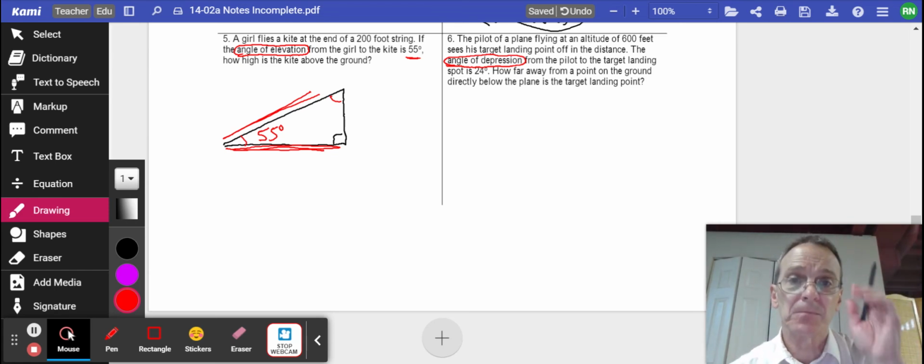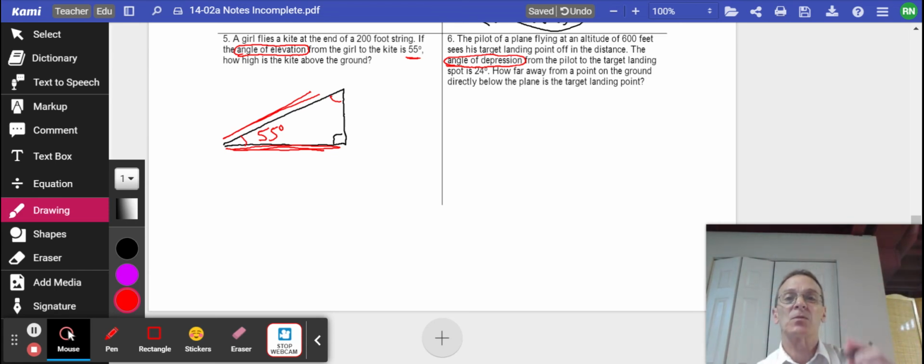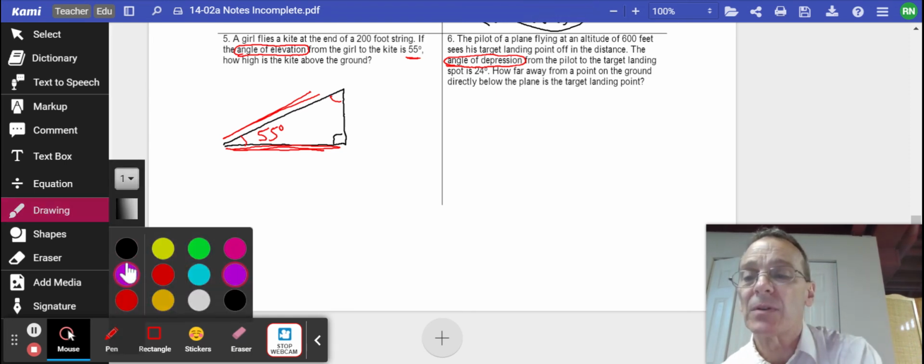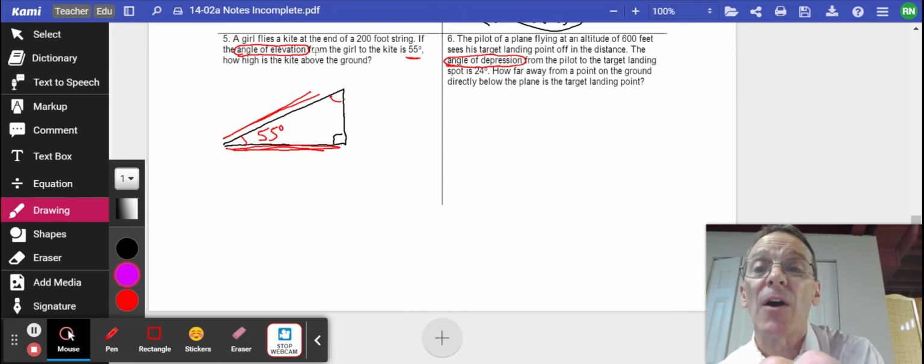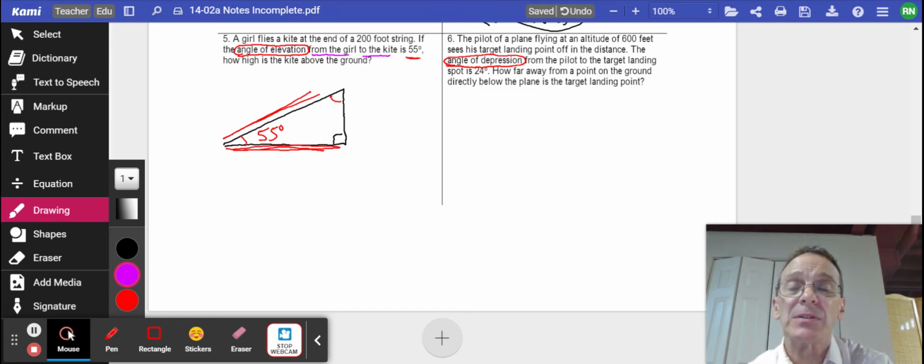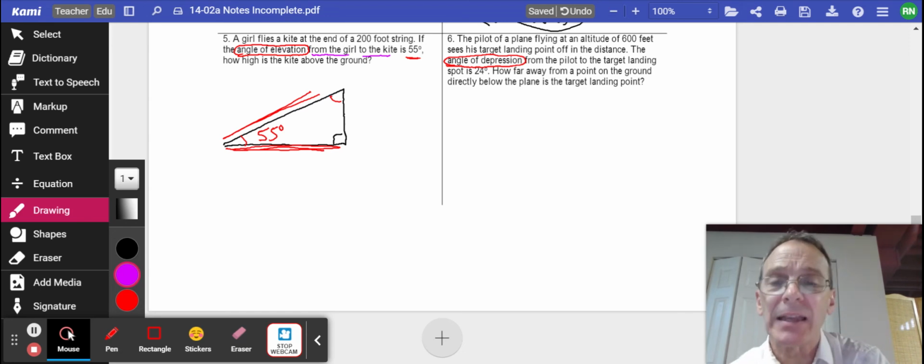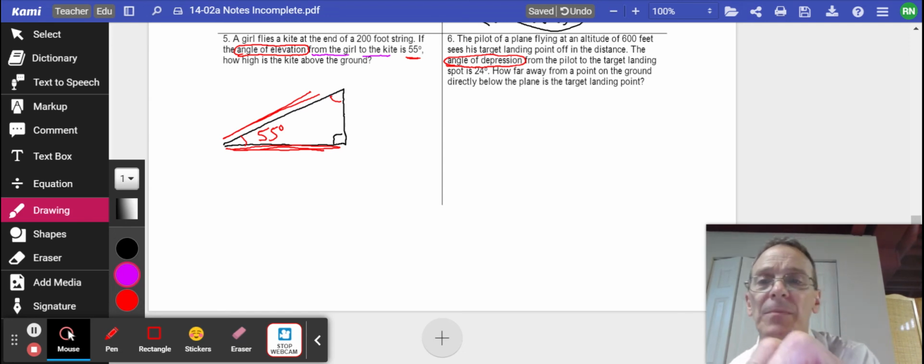the picture. Okay. So what else is the problem telling us about? A girl flies a kite at the end of a 200-foot string. If the angle of elevation, watch this now. Here's a couple of other key phrases. From the girl to the kite is 55 degrees. Okay. How high is the kite above the ground?